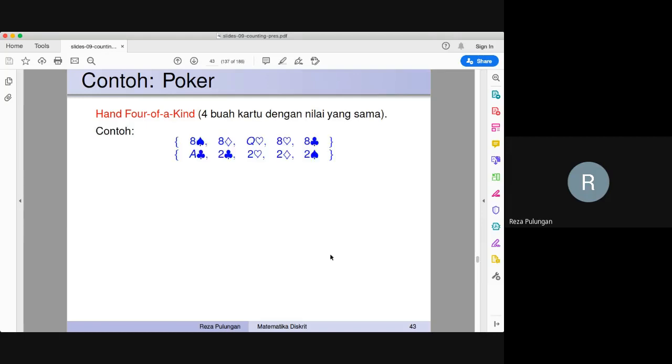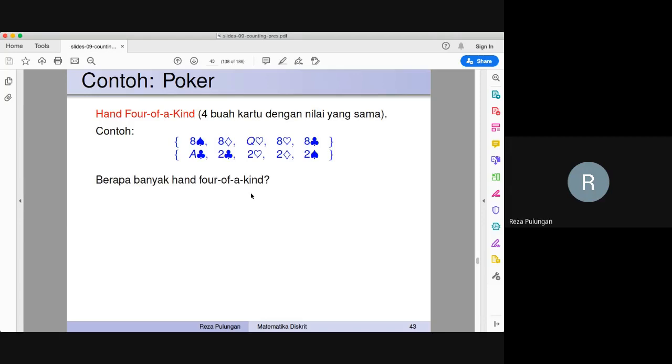So for example, let me show you this example. Yeah, this is a four of a kind. Why is it 4 of a kind? Because you have 8 of all of these suits. So this is the 4 of a kind, and this is the rest basically. This is the 5th card. The 5th card, of course, you don't really know. The second one is also a 4 of a kind.